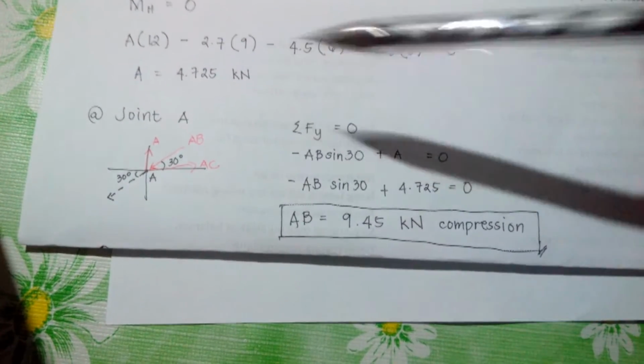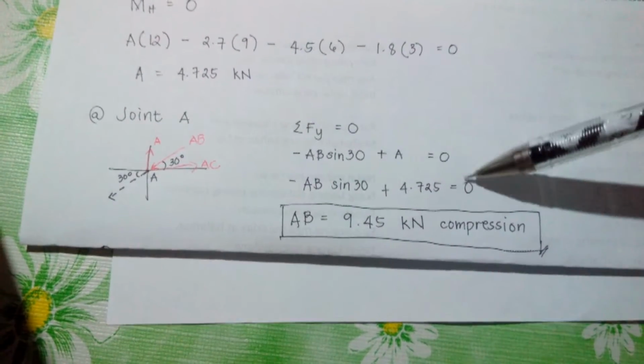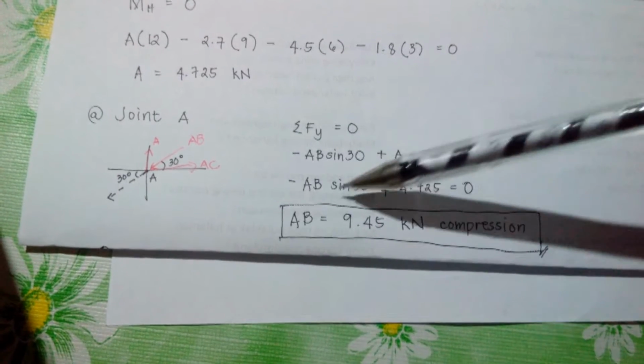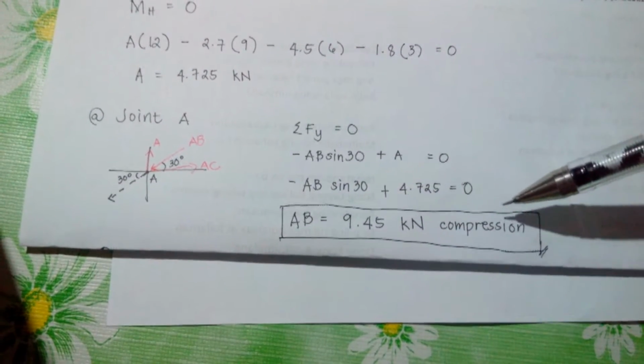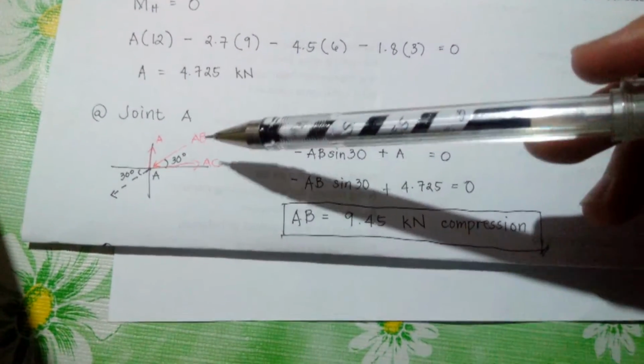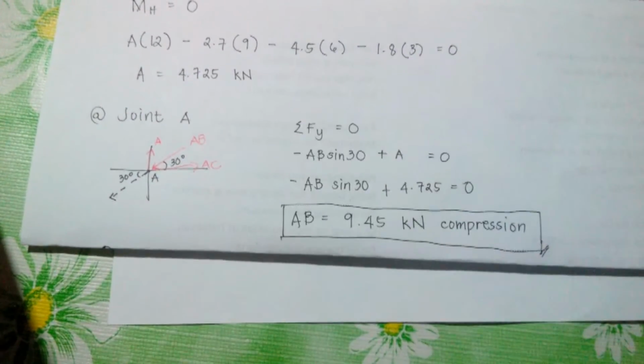plus the upward force at A, which we computed earlier, 4.725, is equal to 0. So AB is equal to 9.45 kilonewton compression, since AB is assigned as a compression at joint A.